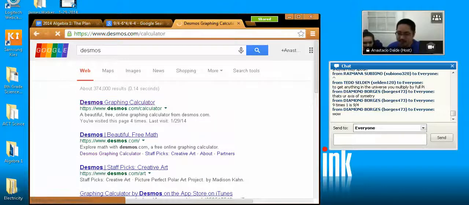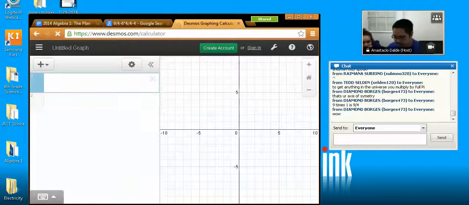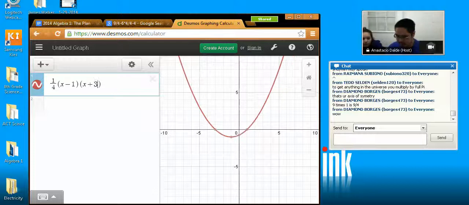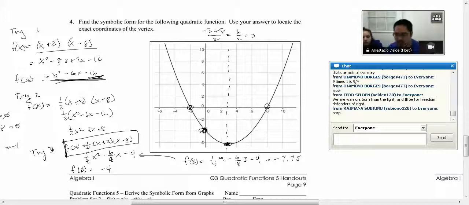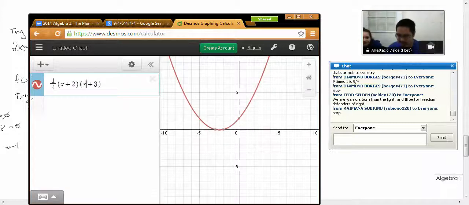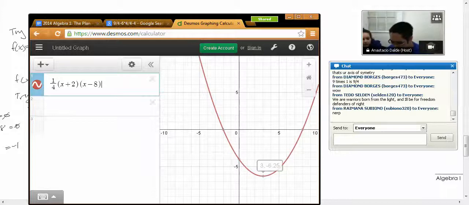Desmos graphing calculator. We wanted to graph this thing right here. What was it? Oh wait, 1 over 4 times x minus 1 times x plus 3, right? No. It was x plus 2, x minus 8. Sorry, x plus 2. I totally got it wrong. Plus 2, minus 8. Perfect. All right.